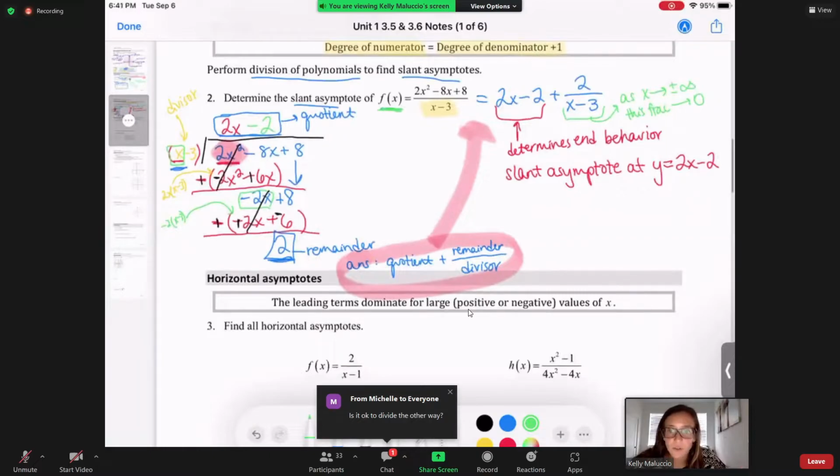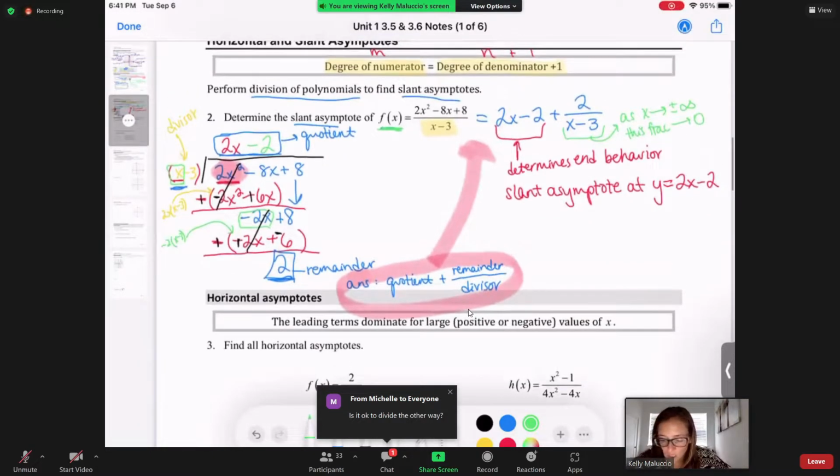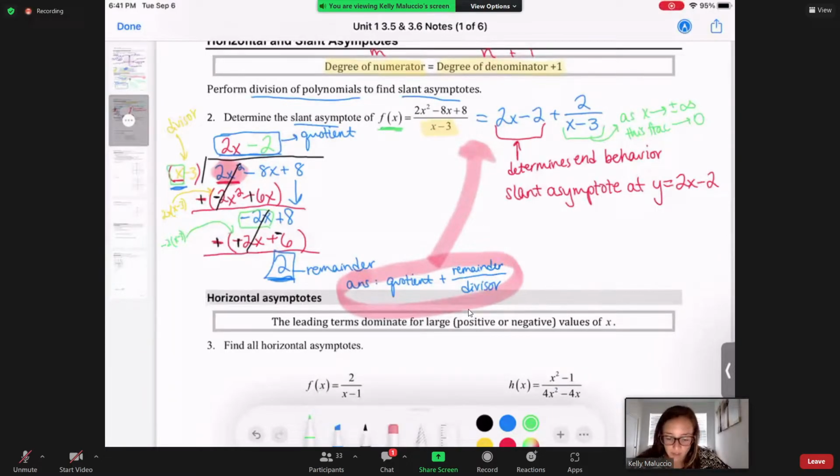And then horizontal maybe is a little bit, is it okay to divide the other way? I'm not sure what you mean, but divide the other way. If you got the same answer as me and you just did a different method, I would say, yes, Michelle, this is okay. If you got a different answer and you did something different, then this isn't going to work. So for example, if you swapped this and this, that's not going to work unless you're secretly dividing it the same way we did, but just looking different, if that makes sense.